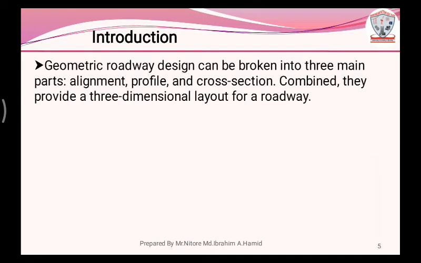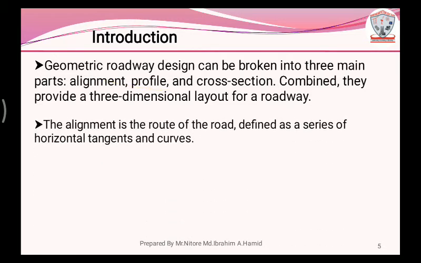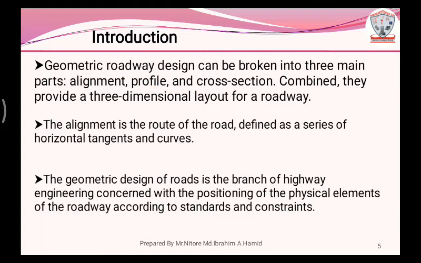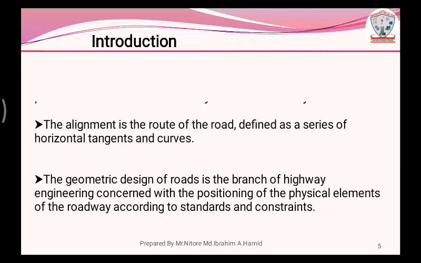Geometric design of the roadway can be broken into three main parts, that is alignment, profile and cross section. Combined, they provide a three-dimensional layout for a roadway. What is alignment? Alignment is the route of the road, defined as a series of horizontal tangents and curves. The geometric design of road is the branch of highway engineering concerned with the positioning of the physical elements of the roadway according to standards and constraints.